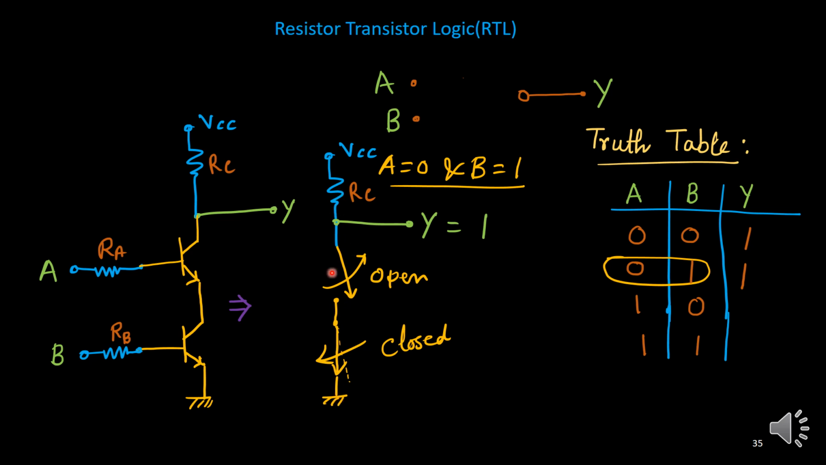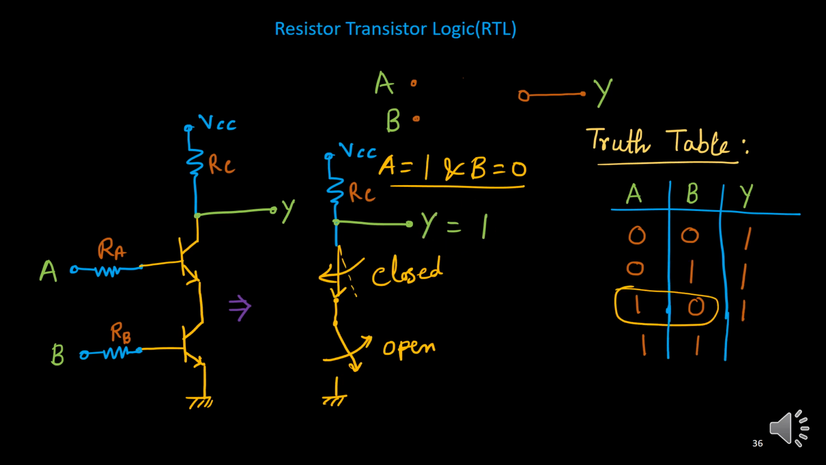No current can flow because one is off. So the output is connected here to VCC. It's not connected to ground. So again, we will get output 1. Similarly, if it is 1 0, A is 1, B is 0. A 1 means it is closed, but this is open, but again same result, because no current flows, it is just connected to VCC, output is high.